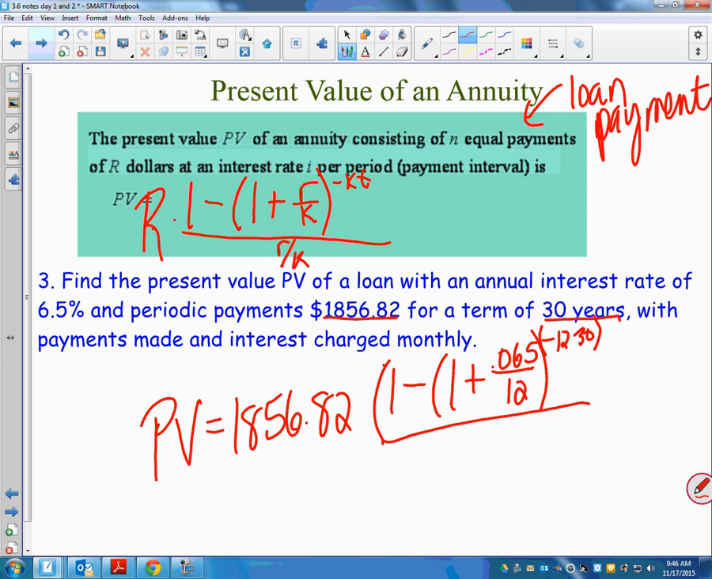All divided by, again, if you're going to type it in like this, parentheses 0.065 divided by 12. We're looking for how much they're going to pay after 30 years. It's going to be a really big number, okay? If they're paying almost $2,000 a month for 30 years, they're going to be paying a lot for the house. So, again, decide how you want to do it. Do you want to do it a step at a time? Write things down. Do you want to do it all at once? And watch your parentheses. That's your choice.